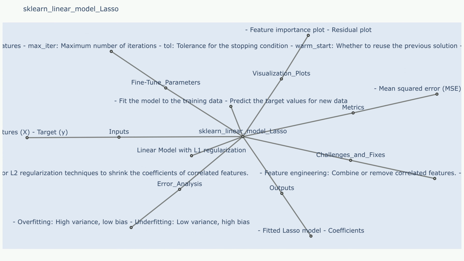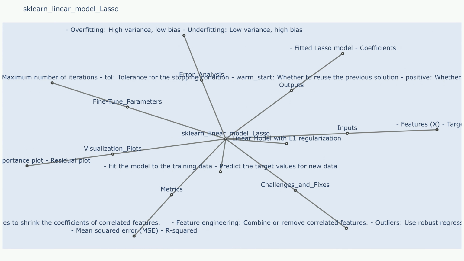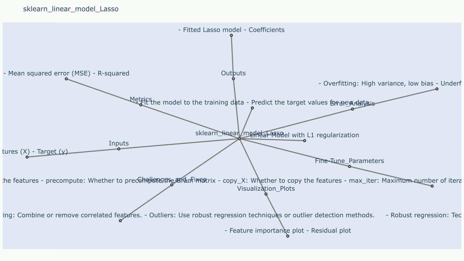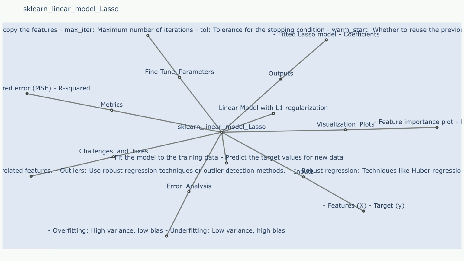Challenges and fixes. Challenge 1: choosing the optimal alpha value. Sample use case that resulted in challenge 1: setting alpha too low may not provide enough regularization, leading to overfitting. Setting alpha too high may remove too many features, resulting in an underfit model. Fixes to challenge 1: use cross-validation techniques, e.g. GridSearchCV, to systematically search for the best alpha value that balances bias and variance.